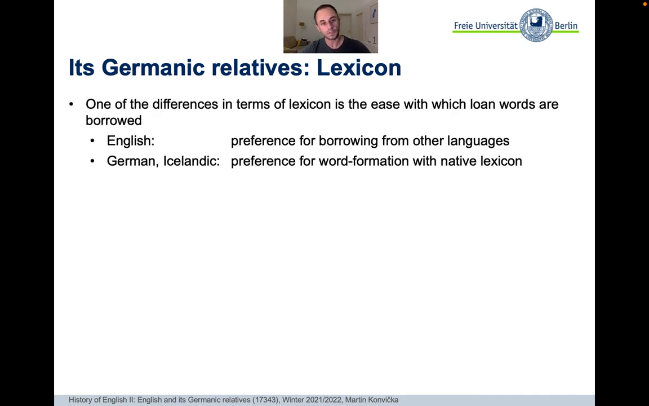chapter. One thing that's interesting if we compare the different Germanic languages is how they behave in terms of borrowing. How prone are they to borrow from other languages? And we can see that, for example, English very easily borrows from other languages. Whereas languages such as German or Icelandic, and perhaps Icelandic more than German, have rather the preference for word formation based on the native lexicon rather than borrowing loan words.